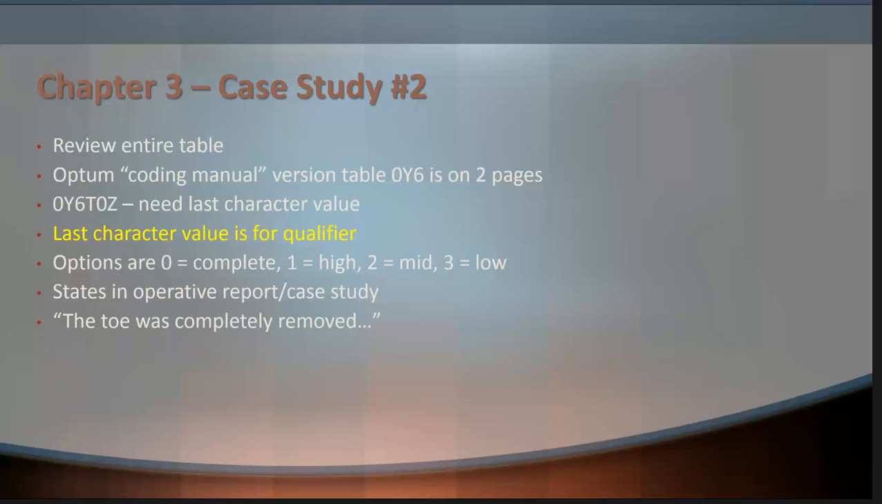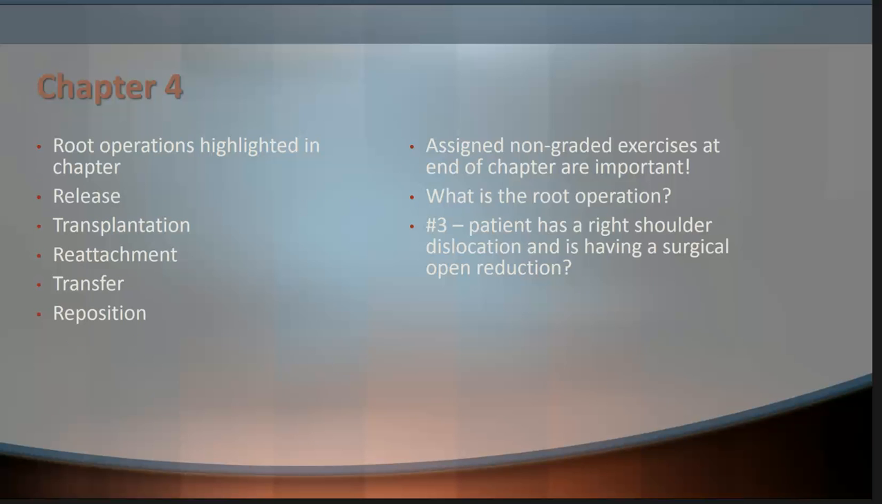So again, in the operative report, the physician used the word complete. The toe was completely removed, which means he removed all the components that relate anatomically to the toe. He didn't just take the distal portion of the toe. So our final character value would be 0. And our final code then is 0Y6T0Z0.